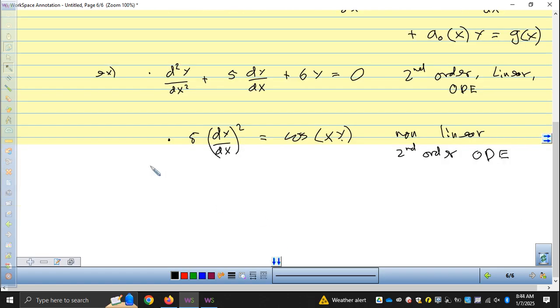We could also have something like this, 5y dy dx equals 6y. That is nonlinear because these are not just functions of x. So that's a first order, nonlinear ODE.